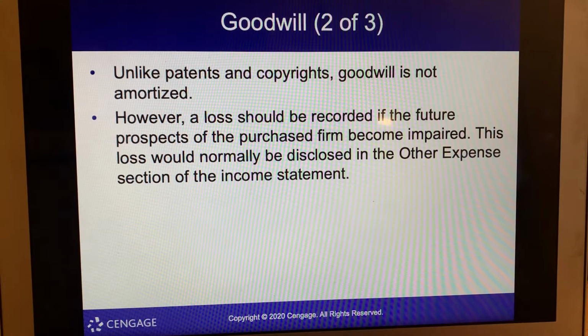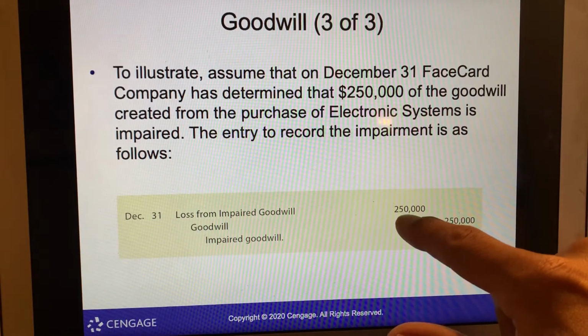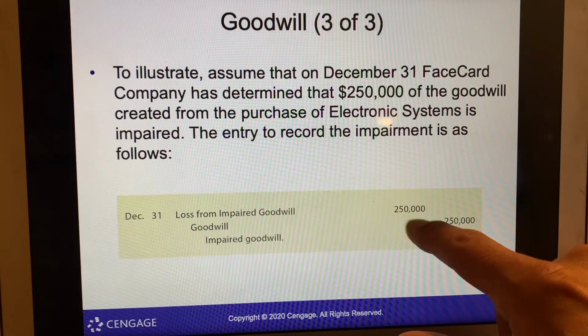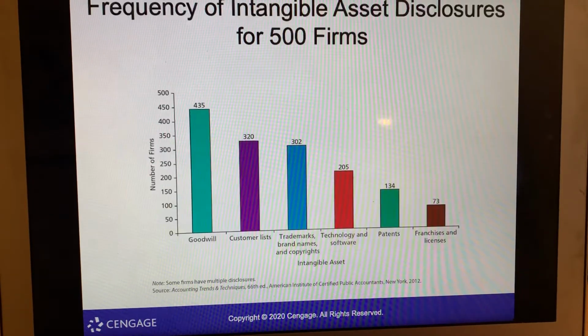Okay. Unlike patents and copyrights, goodwill is not amortized. However, a loss should be recorded if the future prospect of the purchased firm becomes impaired. This loss would normally be disclosed in the other expense section of the income statement. So here's how we record this. Loss from impaired goodwill $250,000, and then goodwill $250,000. Okay, so that loss, we can definitely record on the income statement.